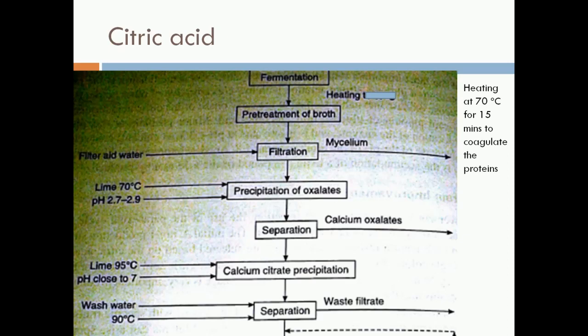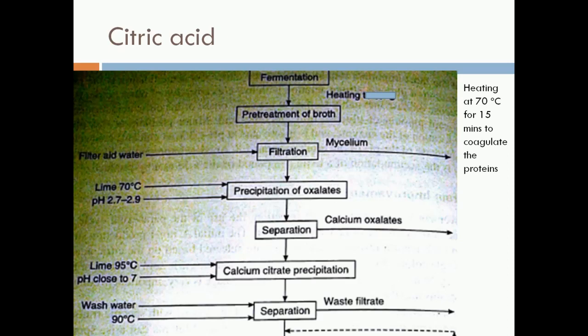What happens during this, when lime is introduced, it converts to calcium oxalates. So calcium hydroxide was introduced initially, so that is converted to calcium oxalates. So that calcium oxalate is separated. This is a byproduct which is not of interest, so that is separated from the system. So now you have citrate. Finally, in the next step, again a little amount of lime is added, and the pH is made close to 7, and the temperature is around 95 degrees centigrade. Within this step, you get calcium citrate as precipitate.